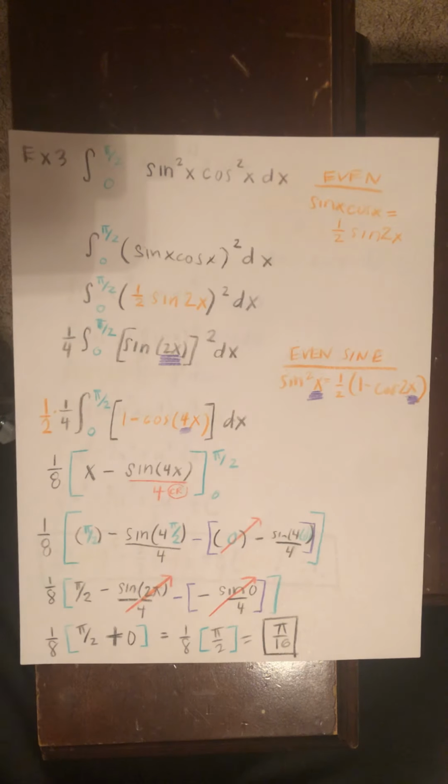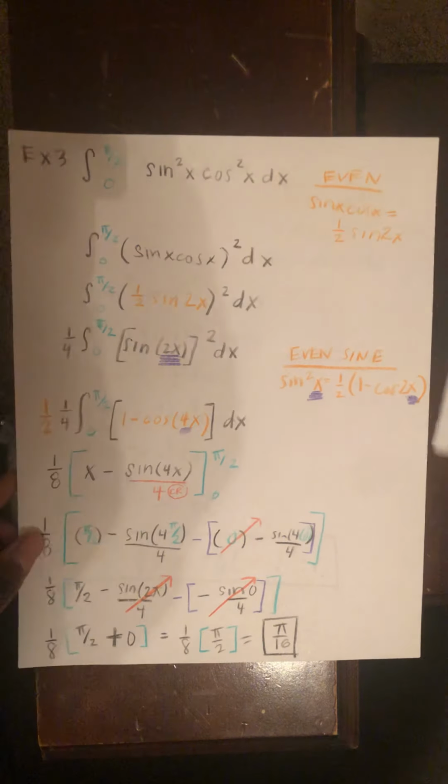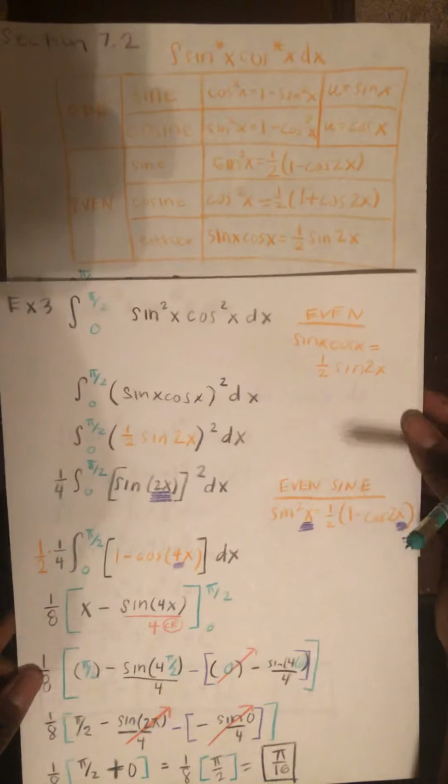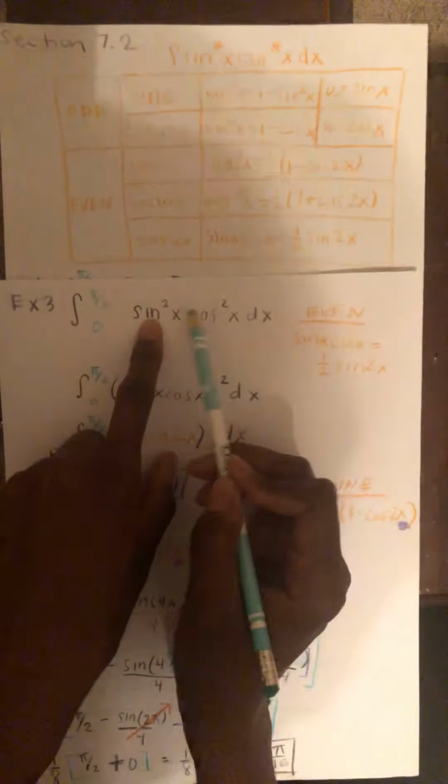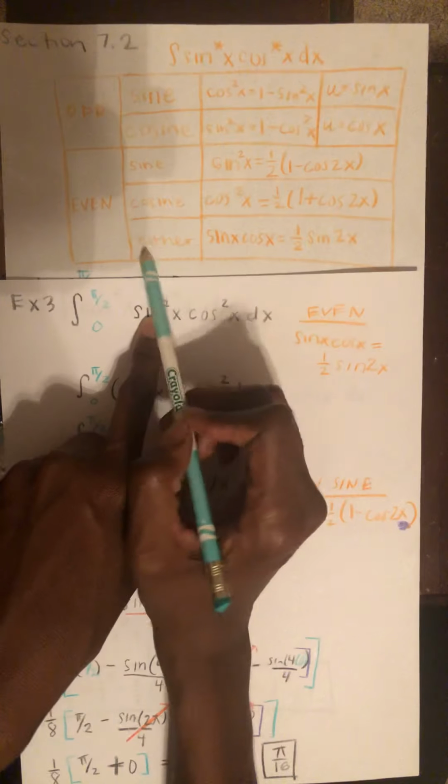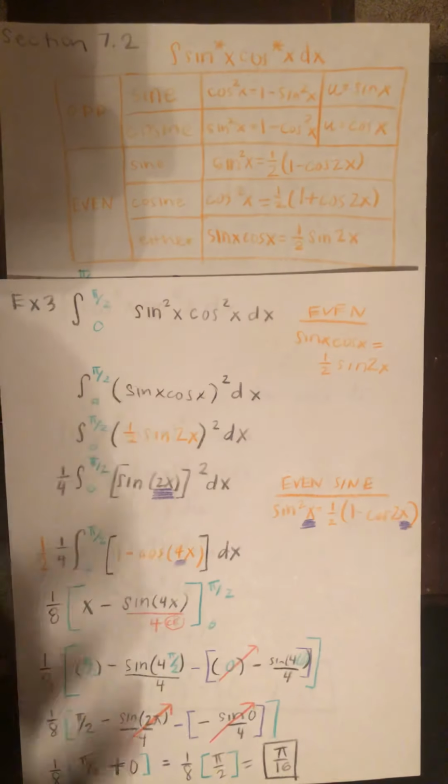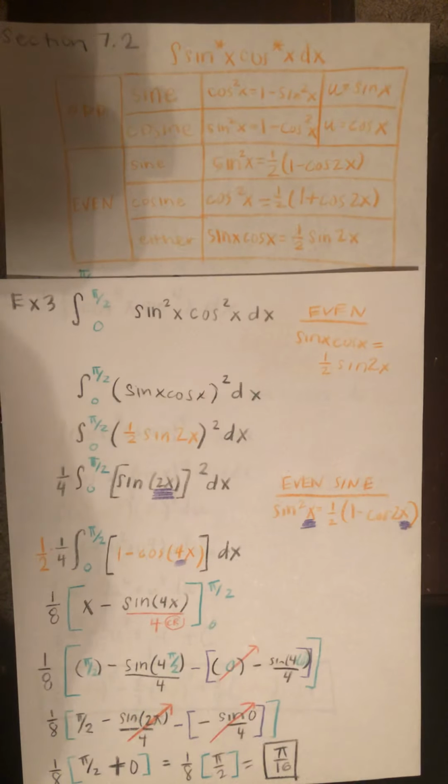Next we have example 3. Again, we go back to our chart from the first example. We have both evens, so we're going to be in this bottom section right here. You can work these problems multiple different ways. I'm not going to say it doesn't matter, because you could work it one way and it doesn't work.